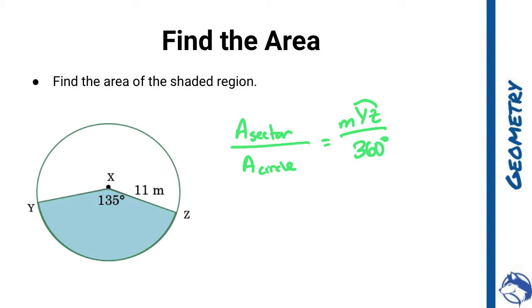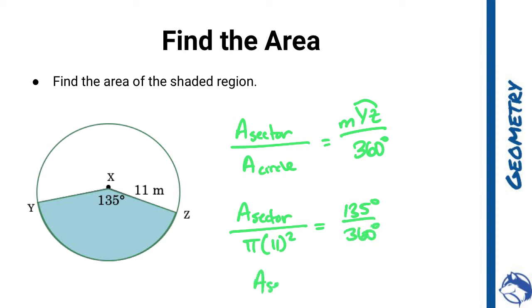So replace the pieces. I don't know what the area of the sector is. That's what I'm trying to solve for. The area of the circle is pi times my radius squared, which is equal to, well, this is 135 degrees over 360. So I know that the area of my sector has to be equal to 121 pi times 135 divided by 360.